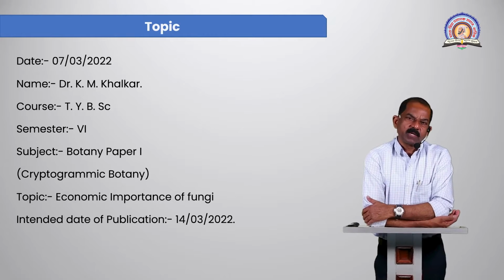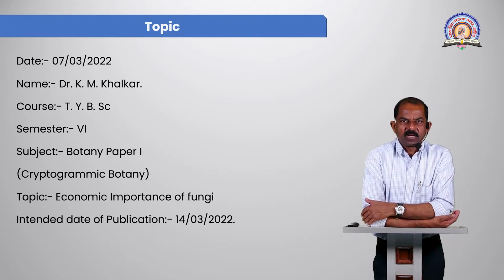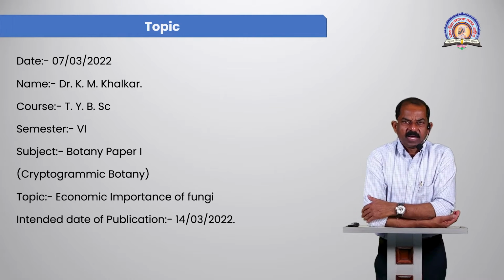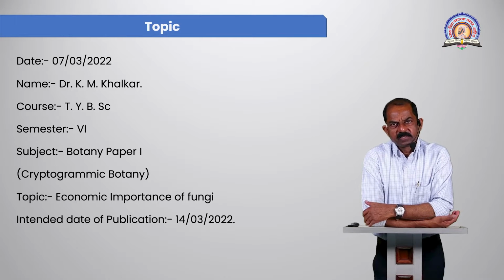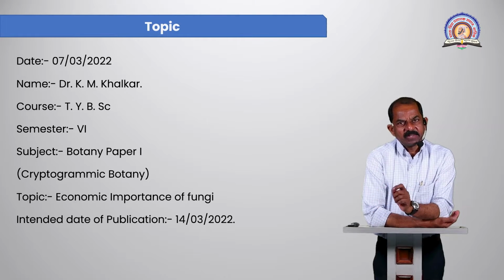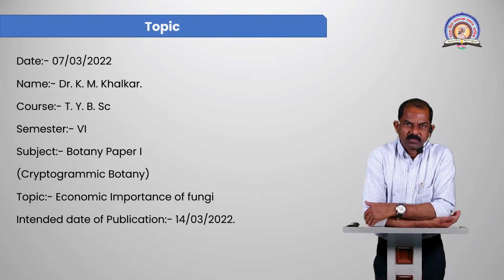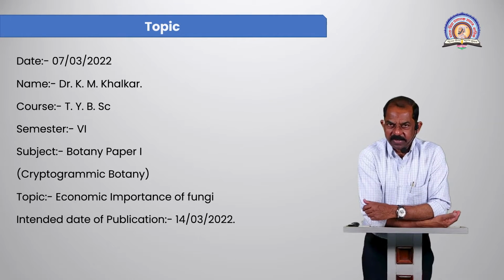Phanerogams are again divided into two subdivisions. The first one is the angiosperms, the second one is the gymnosperms. Likewise, the cryptogams are divided into four groups: algae, fungi, bryophytes, and pteridophytes. These different groups of plants have specific characteristics, but fungi is one group totally different from the other groups of plants, in which there is the absence of chlorophyll pigment.